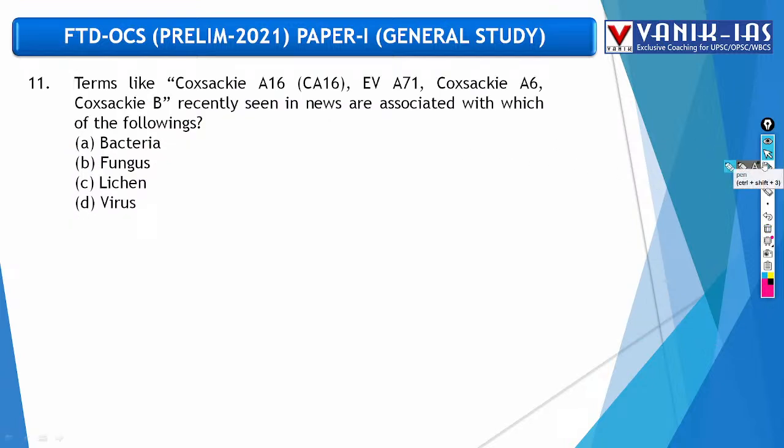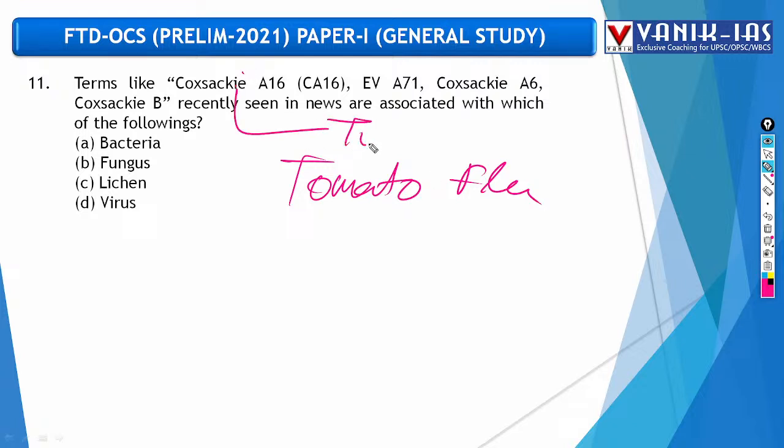Terms like Coxsackie A16, EV-A71, Coxsackie A6, Coxsackie B. Where are these terms used? These are rare viral diseases. It is tomato flu and other flus like this. This Coxsackie A16 virus is for tomato flu.